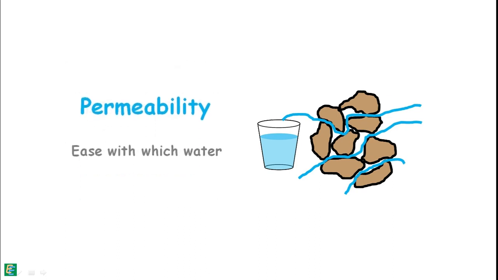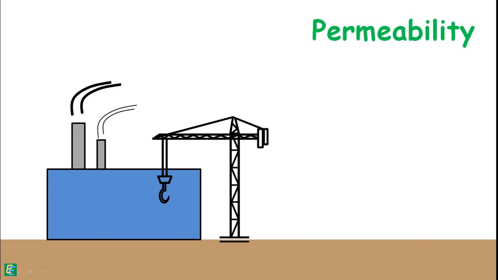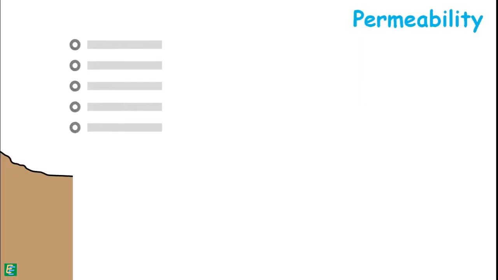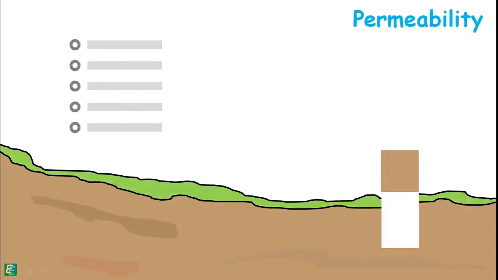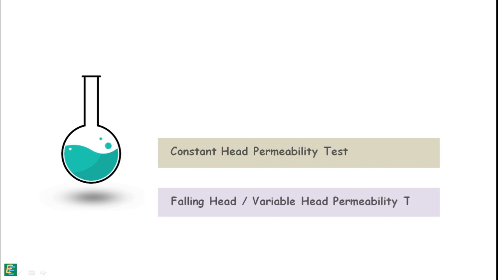Permeability is the ease with which water can flow through the soils. For many engineering projects, we need to know the permeability of the soil as it is a very important engineering property. There are numerous methods through which we can measure the permeability of a soil in the field or of a representative sample in the laboratory. We have already discussed the laboratory methods.